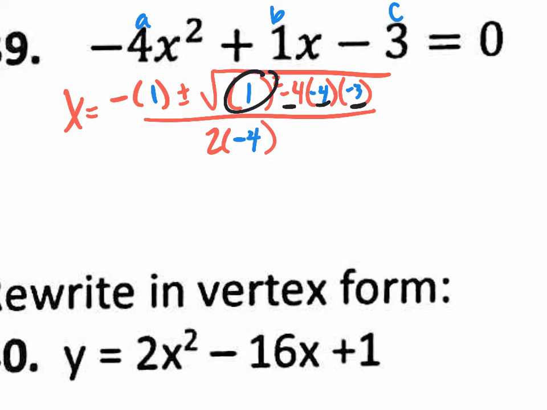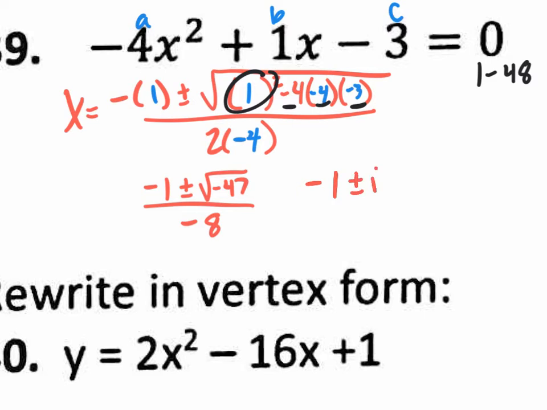So you have 1 minus 48 inside as the discriminant value. So what we have is negative 1 plus or minus the square root of negative 47, all divided by negative 8. The square root of negative 47, the negative comes out, becomes an i, and 47 you can't break it down, so you would leave it like that. Negative 1 plus or minus i square root of positive 47, all divided by negative 8.